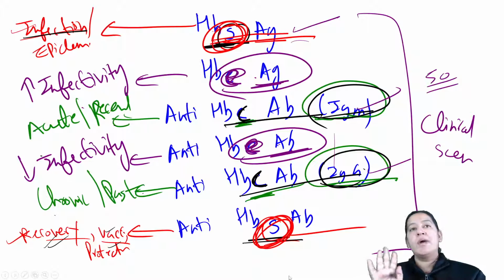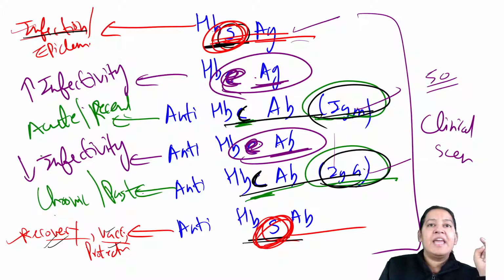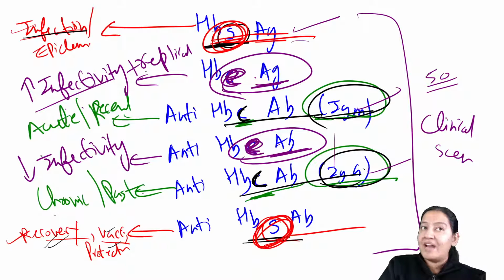Yes, Nikita, you are absolutely right. One more point Nikita has reminded me, which I forgot to mention, is that this E antigen and antibody, along with infectivity, indicates replication. Why is the person more infective? Because viral replication is more.